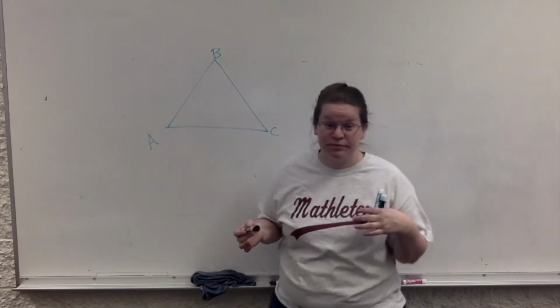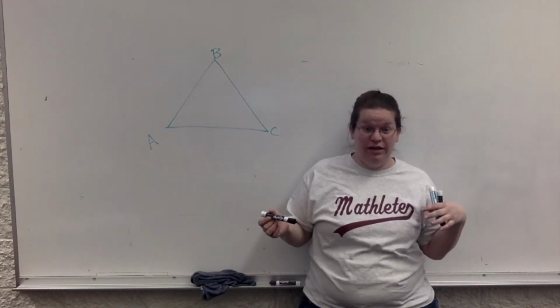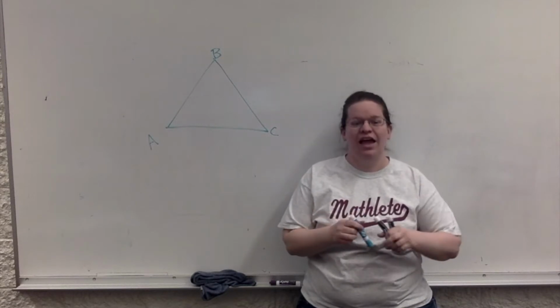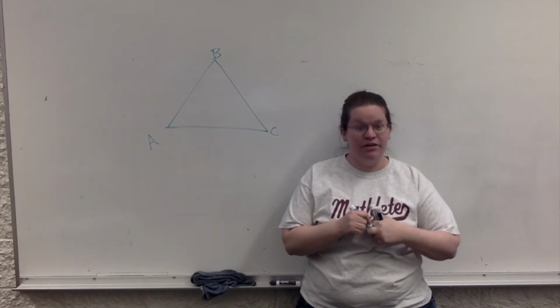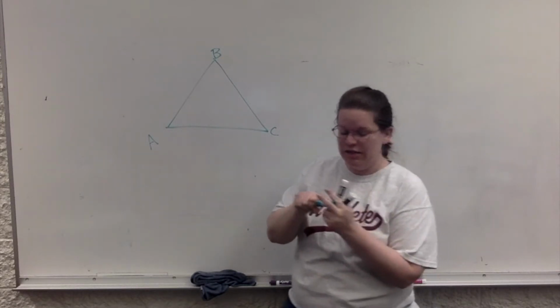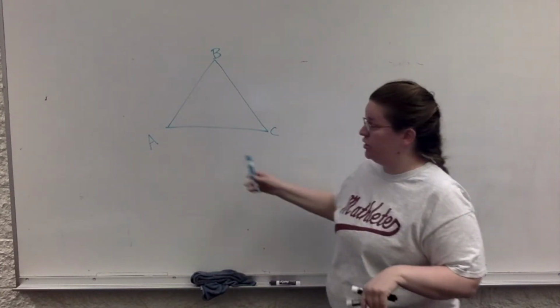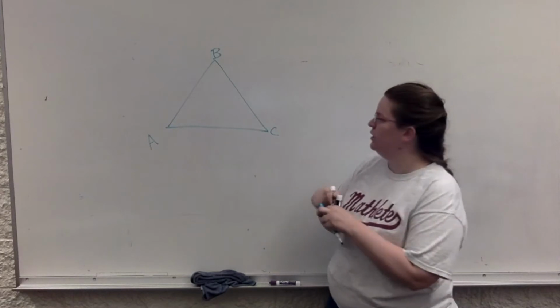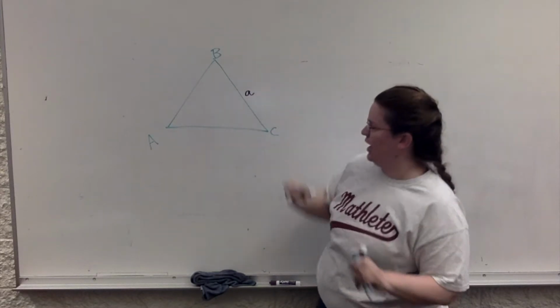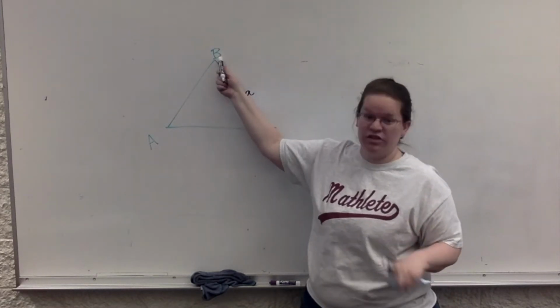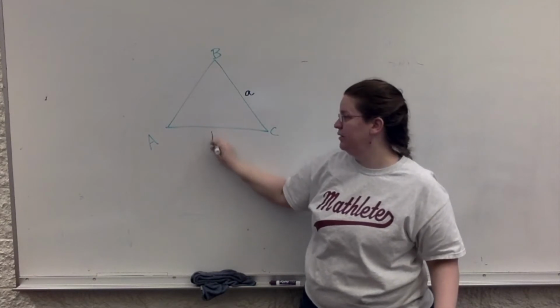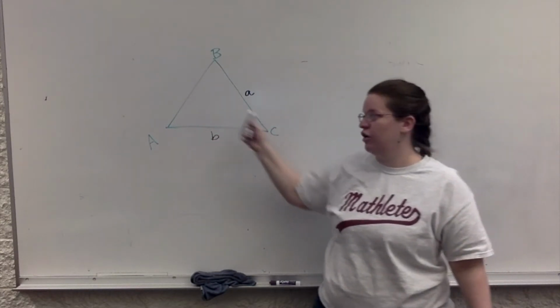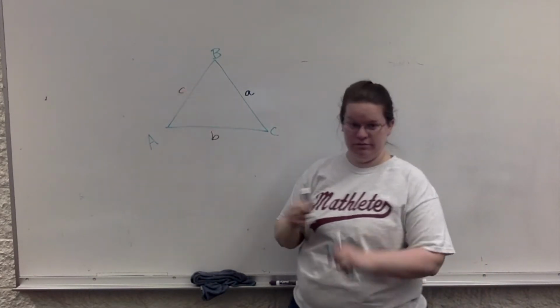First of all, here's triangle ABC. You have to remember that angles are written in capital letters and sides are written in lowercase letters. This is angle A. The one that's across from it is side A. So angle B, the one that's across from it, is side B. This is angle C, the one that's across from it is side C.